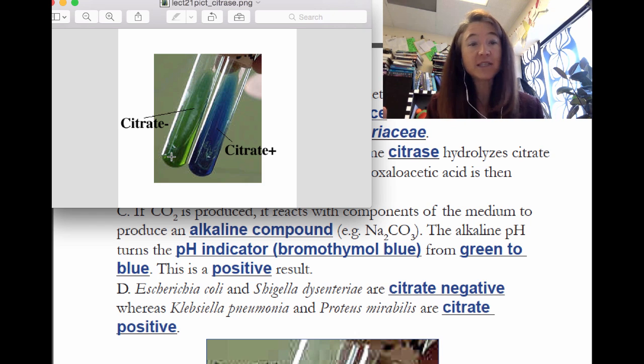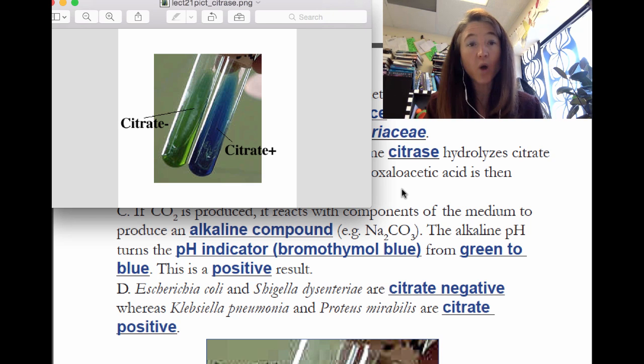Now this can be very distinguishing, as I said, amongst these different types of Enterobacteriaceae or members of Enterobacteriaceae. Klebsiella pneumoniae and Proteus mirabilis will become this beautiful Prussian blue, whereas E. coli and Shigella dysenteriae, they're going to stay the green kind of nondescript color that we began with when we inoculated the two. So this is a fun one to interpret, and hopefully you have fun interpreting that on your unknown today.